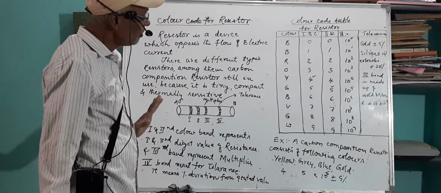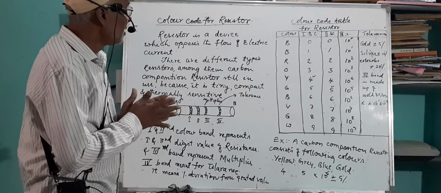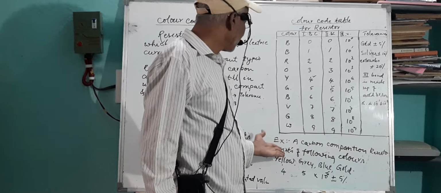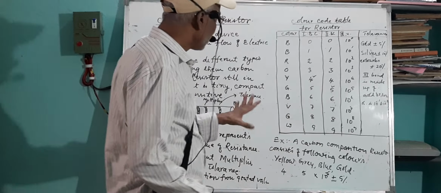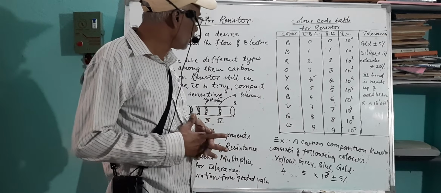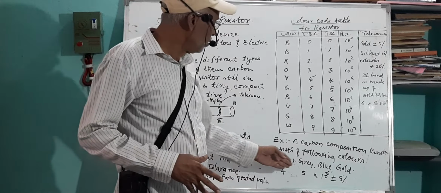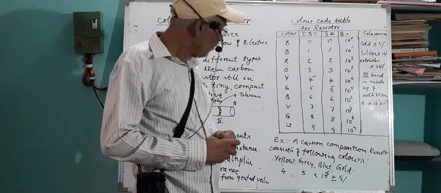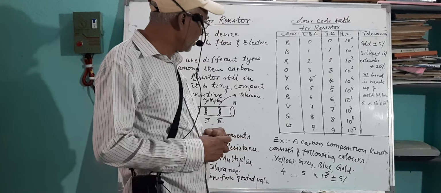Now let us see one example. By this I mean a question that will be like this: a carbon composition resistor consists of the following colors: yellow, grey, blue, gold. So how do we find the resistance value of this resistor?